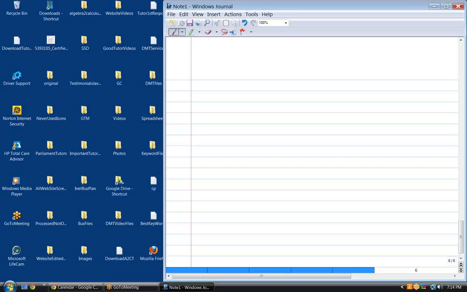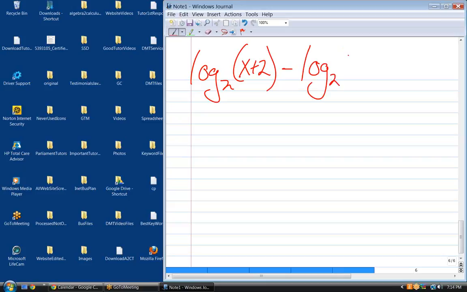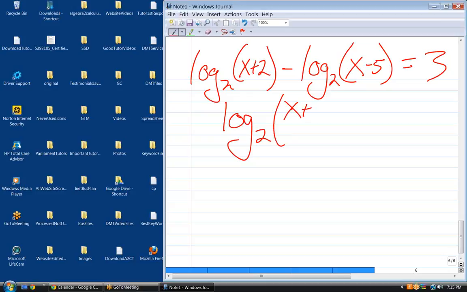Log base 2 of x plus 2 minus log base 2 of x minus 5 equals 3. Next line. Log base 2 of x plus 2 over x minus 5 equals 3. Okay, they're not being very imaginative here, are they? What's the next line?